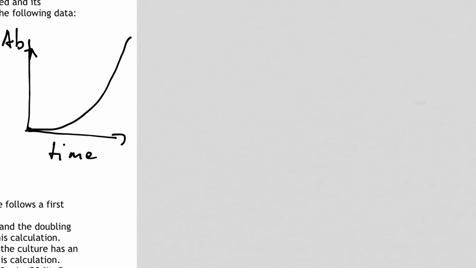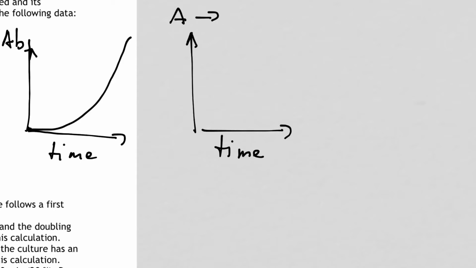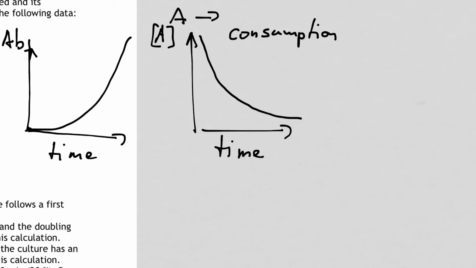Because before, we looked at reactions where we, for example, had the consumption of a reactant. And when we plotted that, we plotted time and concentration of A, for example. And what we found was that we had something like that. You remember? Vaguely. So that was for the consumption. And that, we said, was a first-order reaction.